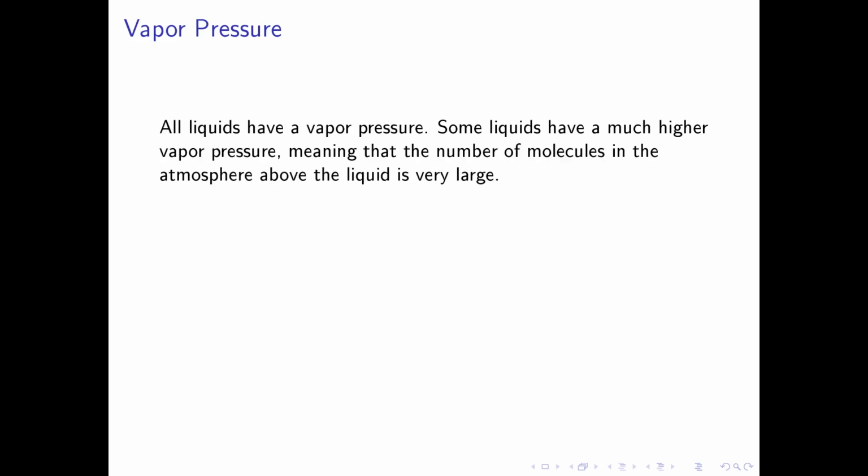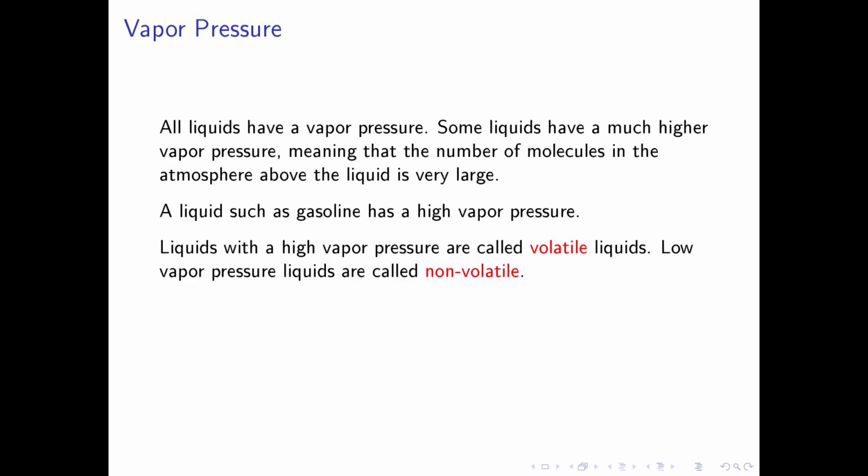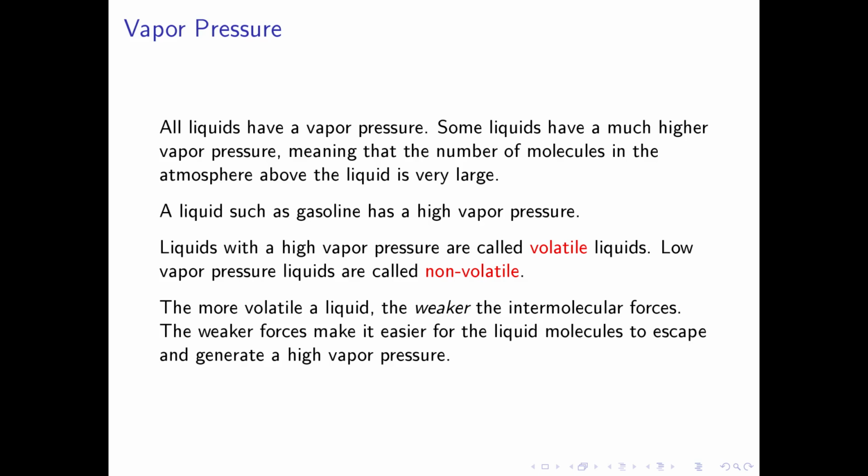All liquids have a vapor pressure, but some liquids have a much higher vapor pressure than others, meaning that the number of molecules in the atmosphere above the liquid is very large. A liquid such as gasoline has a high vapor pressure. We know this because we can smell the gasoline very easily if a small amount of it is around. Liquids with a high vapor pressure are called volatile liquids. Low vapor pressure liquids are called non-volatile. The more volatile a liquid, the weaker the intermolecular forces. These weaker forces make it easier for the liquid molecules to escape and therefore generate a high vapor pressure.